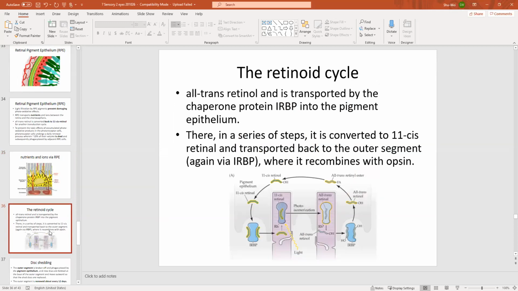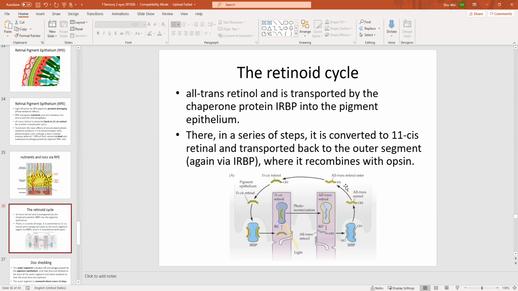Now it can also replenish the lost 11-cis retinal. Here is an image showing you light shining on the outer segment disc. When light shines on it, 11-cis becomes all-trans. Now this all-trans will travel, transported with these chaperone proteins called IRBP, and will be brought into the retinal pigment layer right here.